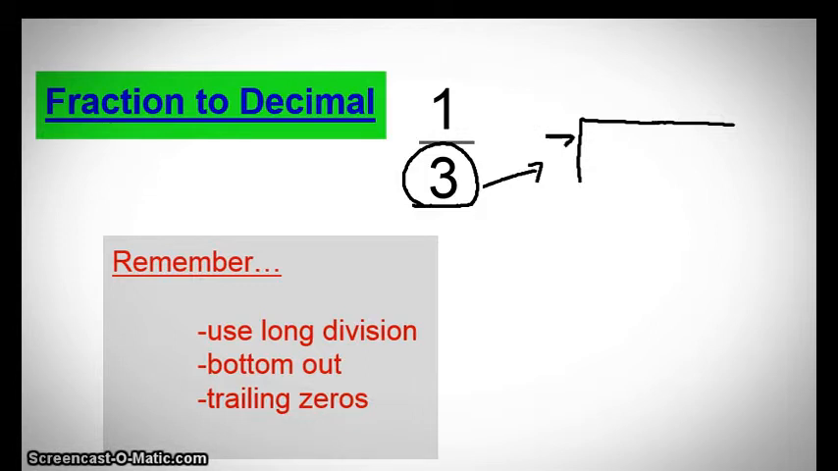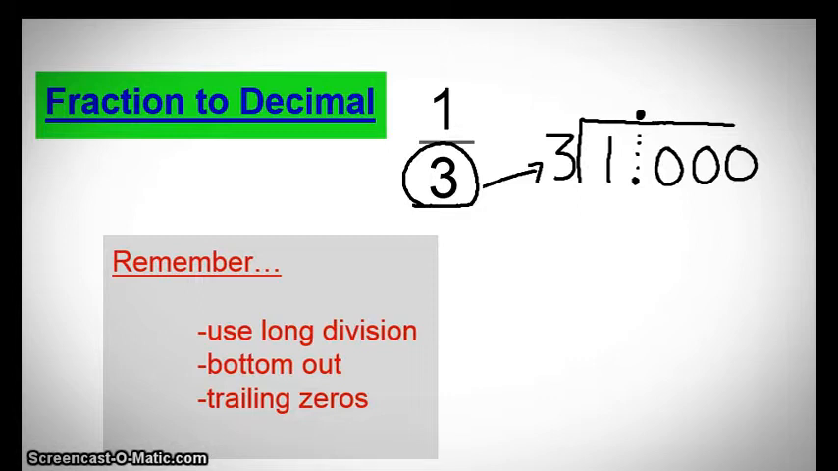So bottom out. Once you remember that, add a decimal point and trailing zeros to the number on the inside of the division sign. Once you put the decimal point down below, don't forget to add it to the top of the division sign, and then divide like normal.